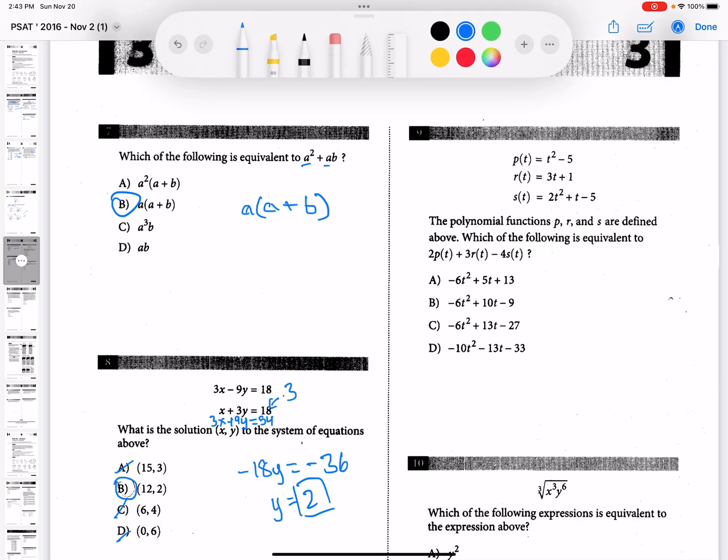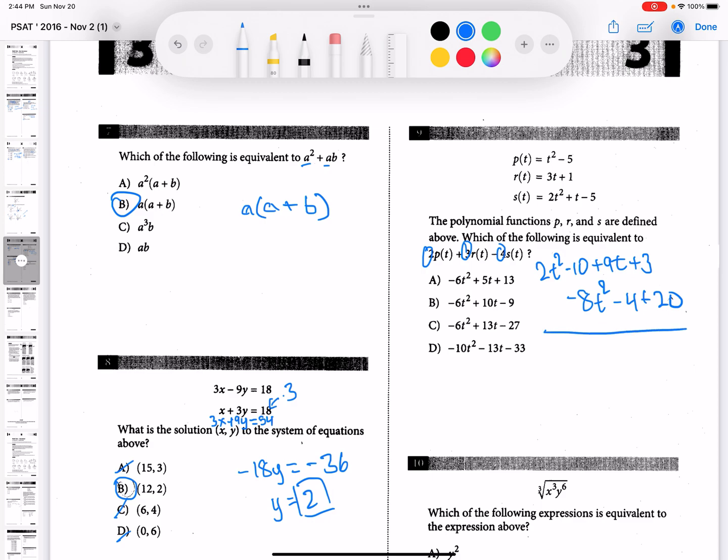Polynomial functions p, r, s are defined above. Which of the following is equivalent to 2p(t) plus 3r(t) minus 4s(t)? So we're just multiplying this with each and every number that's given to us here. So negative 4, 3, and 2. So I'm going to do 2 times t squared minus 5. That gives us 2t squared minus 10 plus 9t plus 3 and minus 8t squared minus 4 plus 20.